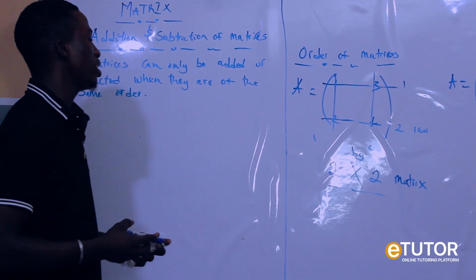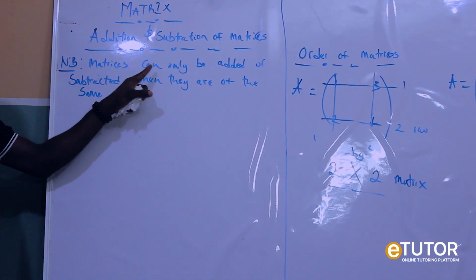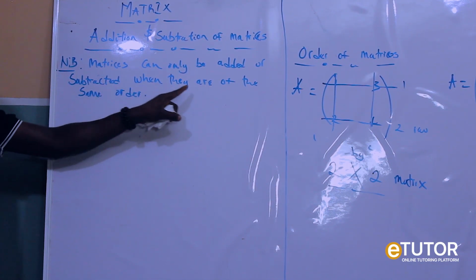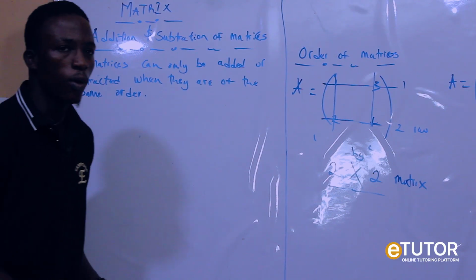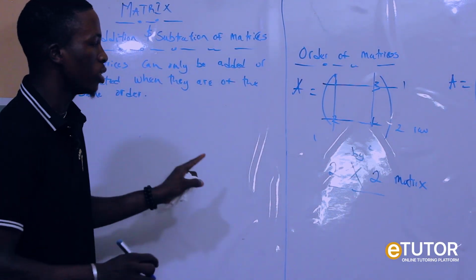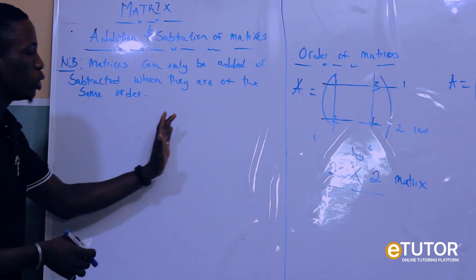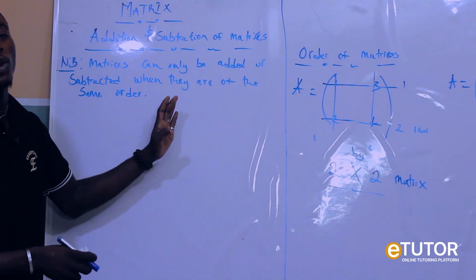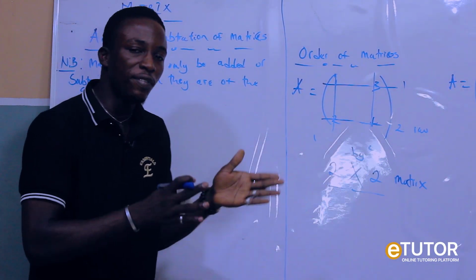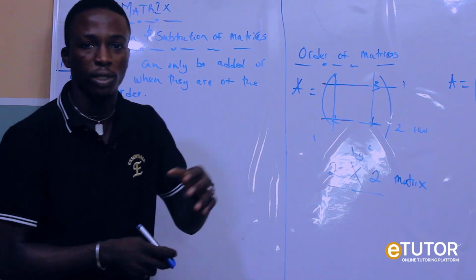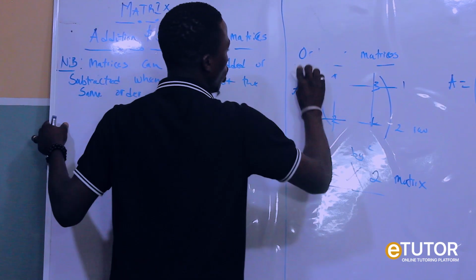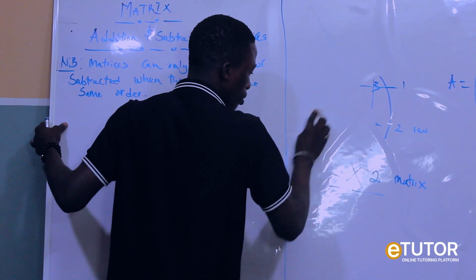Now, this statement says matrices can only be added or subtracted when they are of the same order. What does this tell us? This tells us that you can only add a 2 by 2 matrix, for instance, to another 2 by 2 matrix. So if the orders are the same, you can add the matrices. So let us take an example of such.